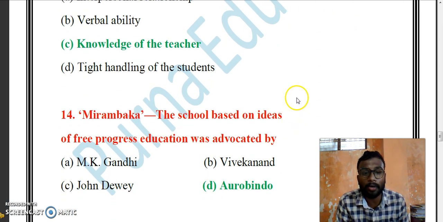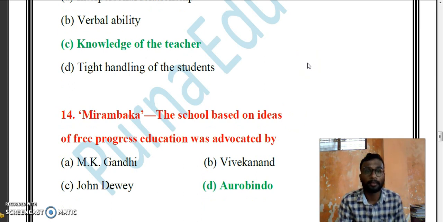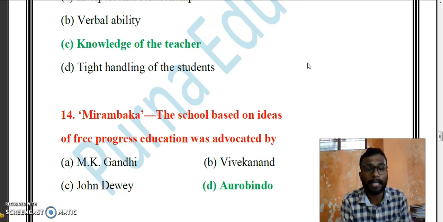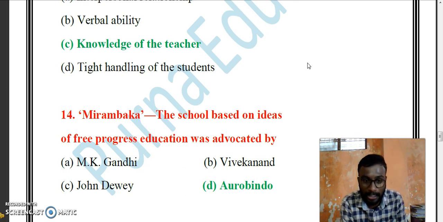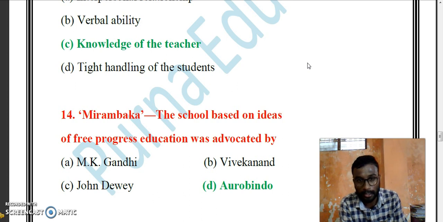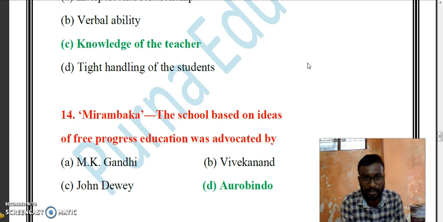Mirambaka, the school based on ideas of free progress education, was advocated by Aurobindo. A very important bit, commonly asked in many competitive exams as of now. Aurobindo is an earlier Indian educationist who mainly focused on progress education, and he has given good suggestions to the society regarding the promotion of educational facilities.